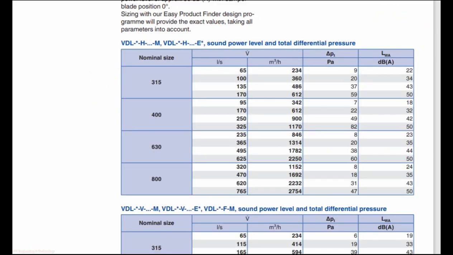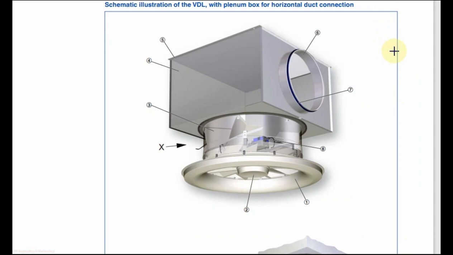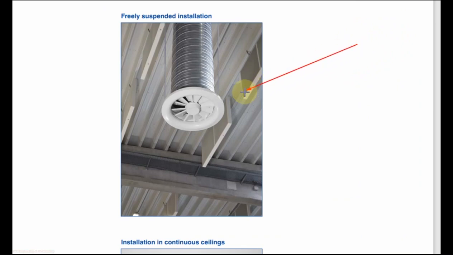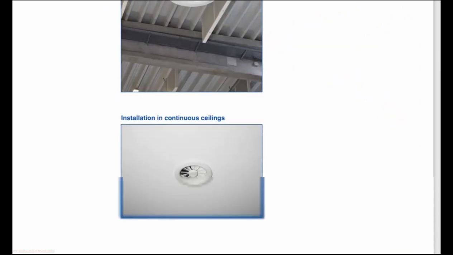To select the swivel ceiling diffuser, there are different tables according to the models. In this table, the first column is showing the nominal diameter of the diffuser. Here is the airflow in liter per second, and this one is sound level. So first you need to select the airflow, then you need to check the NC level for it, if it is acceptable. If it is not acceptable, then you go for the next size, then check from there. Then accordingly you can select the size of the swivel ceiling diffuser. We can install it in different ways, with plenum like here, or freely suspended installation like you can see here, or with false ceiling also.